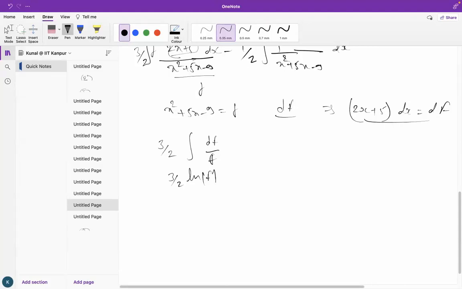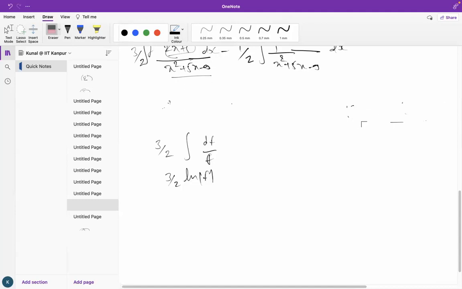Then we integrate the other integrand in a separate way. What I do, you have to understand: we just use the method of substitution to solve this. So it is 3 by 2 ln mod f, which looks like 3 by 2 ln mod of (x square plus 5x minus 9).